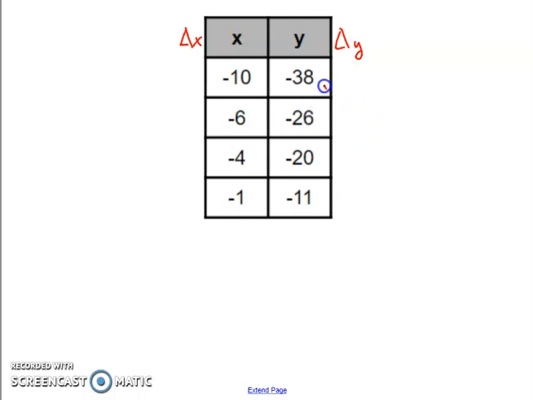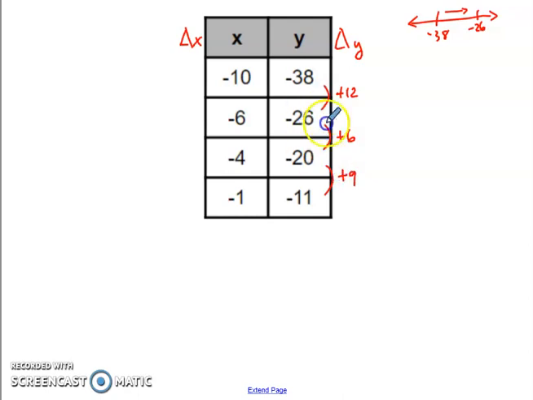Okay, so I'm going to look here. Negative 38 to negative 26. And if you're not super comfortable with this, just think I'm at negative 38. How do I move to get to negative 26? Those are 12 spaces apart, so that's going to be plus 12, because we're going positive. Negative 26 to negative 20, that's going to be plus 6. Negative 20 to negative 11, that's going to be plus 9.